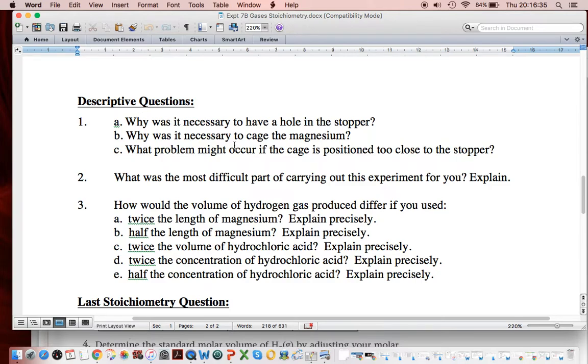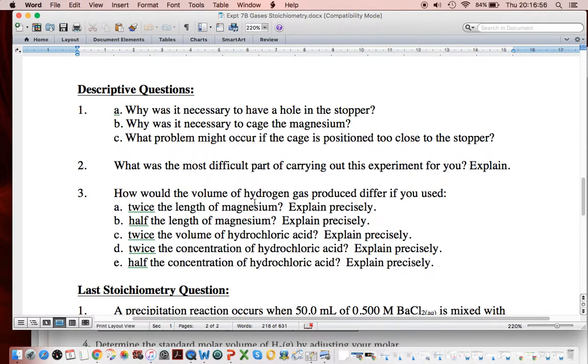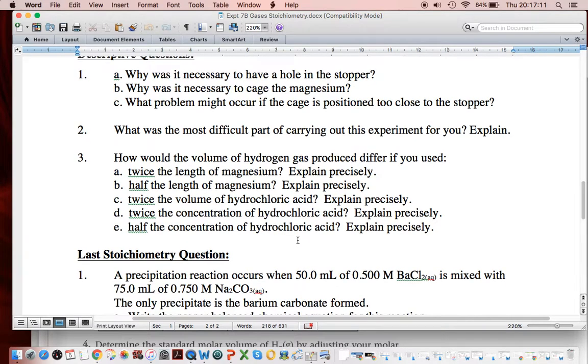Then it asks you questions about the procedure, and for you, you might find that a little bit harder because you didn't do the lab, so that means you better read the pre- and post-lab discussion, and hopefully I'll give you some clues. Number 2, difficult part of carrying out this experiment? Well, I guess not being in the classroom might be something that's more of an opinion question. Number 3 is really asking you, do you understand what it means when we talk about limiting and excess reactants? And do you understand what can happen to the amount of product we have when we change the amount of reactants? So you're going to go through there and apply a bit of logic.